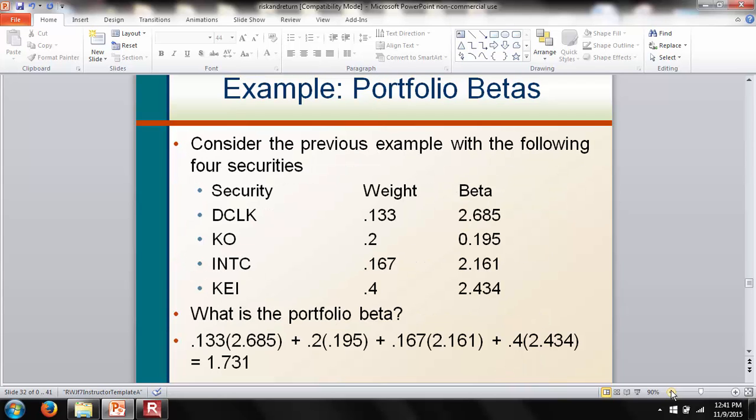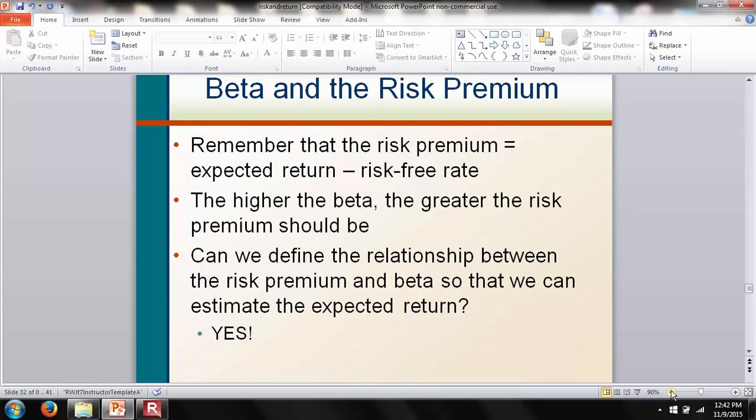Now we want to talk about how you can find out the beta of a portfolio. So the principle is the same. The beta of a portfolio is the weighted average beta. And what are the weights? The weights are the fractions invested in each stock. So here the beta of the portfolio is the fraction invested in DCLK times the beta of that, plus the fraction invested in KO, which is 0.2, times the beta of that, which is 0.195, plus the fraction invested in INTC times the beta, plus the fraction invested in KEI times the beta. So the beta of the portfolio is the weighted average that gives you 1.731.